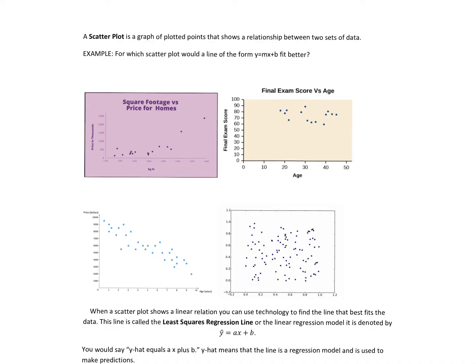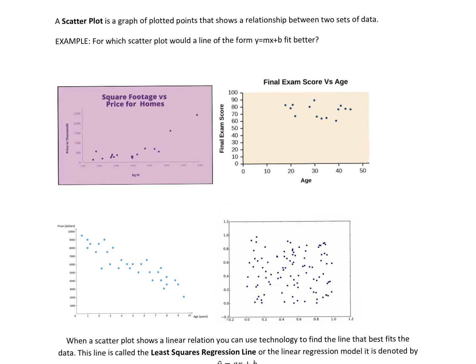A scatter plot is just a graph of ordered pairs, plotted points, that show some relationship between two sets of data. There are 4 scatter plots here. The first one in pink is the square footage versus the price for homes, where the square footage is the independent variable and the price is the dependent variable. We always put the dependent variable on the y-axis.